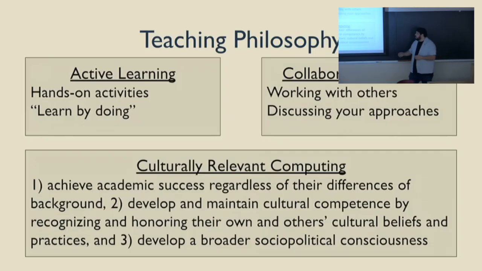Right? And then lastly, as I said before, culturally relevant computing, something very important to me. But basically, there's three key things to it. One is achieving academic success regardless of your differences in background, right? Doesn't matter where you come from, who you are, but achieving academic success is the number one goal. Secondly, we'd like to develop and maintain cultural competence by recognizing and honoring your own and others' cultural beliefs and practices. This can all be within the classroom in computer science as well.